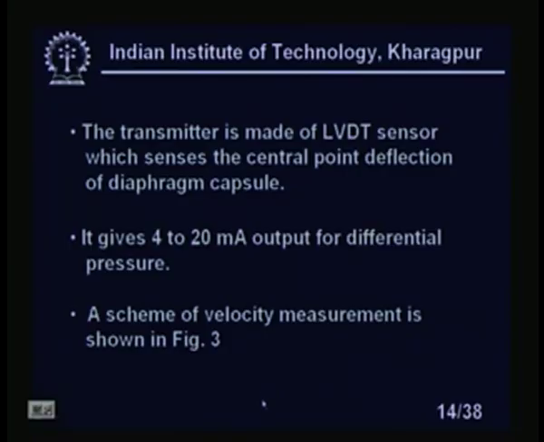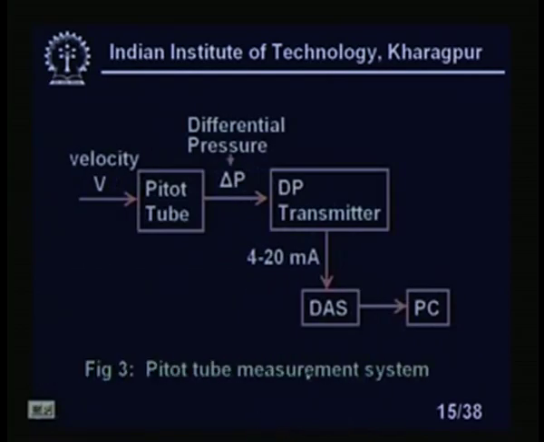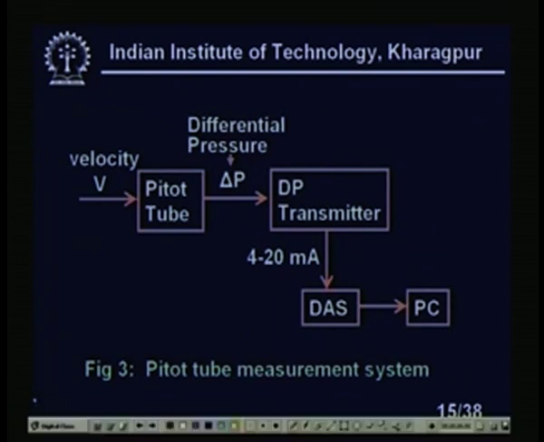Now, the scheme of velocity measurement is shown in figure 3. You can see here the input is velocity V. I have a pitot tube, I am getting a differential pressure of delta P. So, I have a dP transmitter, which here is not capacitive, it is LVDT based, then 4 to 20 milliampere of current is coming. So, we have a data acquisition system and a PC. The data acquisition system will convert this current to the voltage domain, then digitize it before feeding to the PC, where I can record the flow velocity.